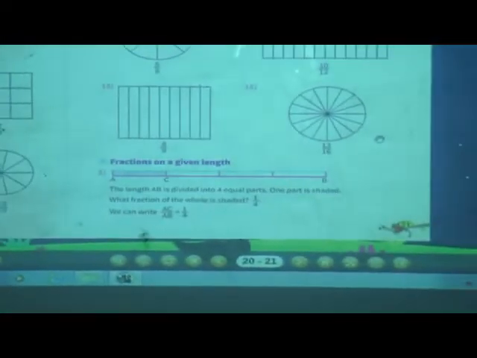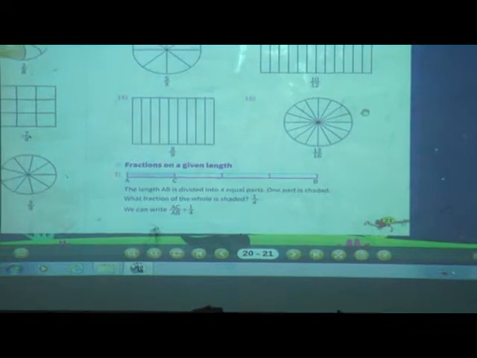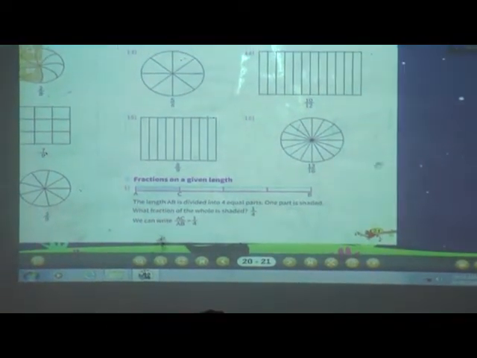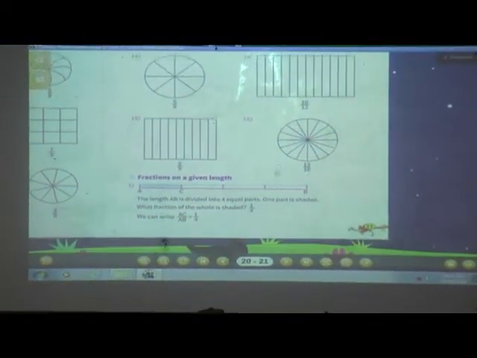Dear students, in our last session we have completed exercise 2.5. Now today we will see the next part. So open your textbook, page number 21, and look at the board. Here, fraction on a given length. Today we will see the fraction on a given length.